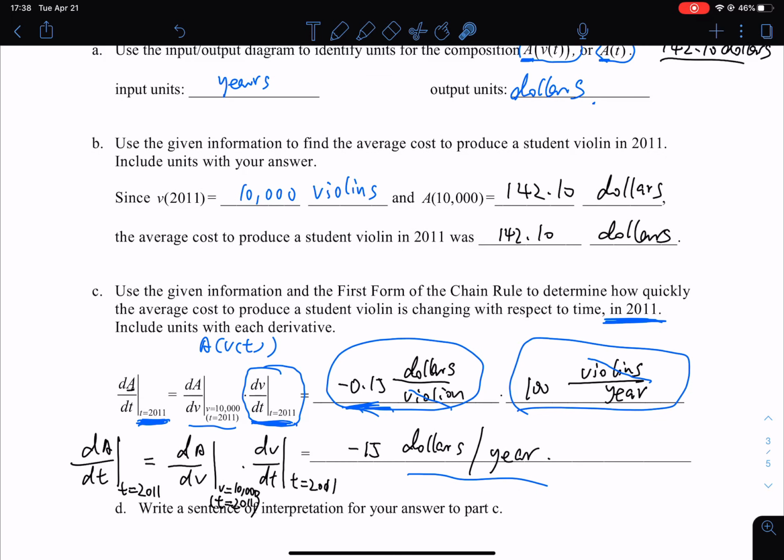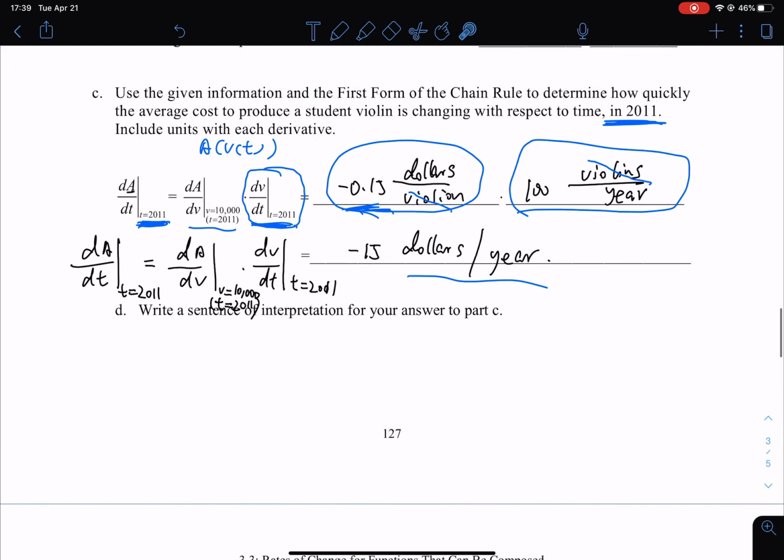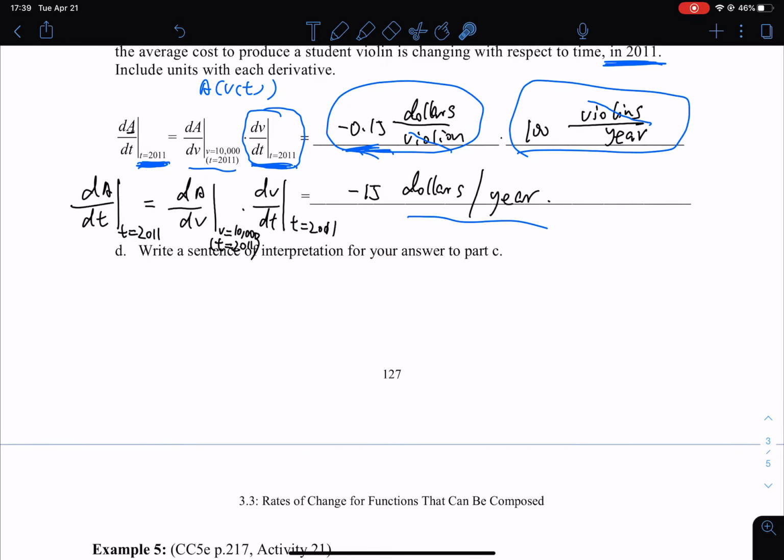And then you can see, because both of them, this one has a violin in the denominator, this one in the numerator, so this one can be cancelled. Then the only unit is just this one multiplied by 100, then we get -15. The unit is dollars per year. Then the sentence of interpretation will be similar.